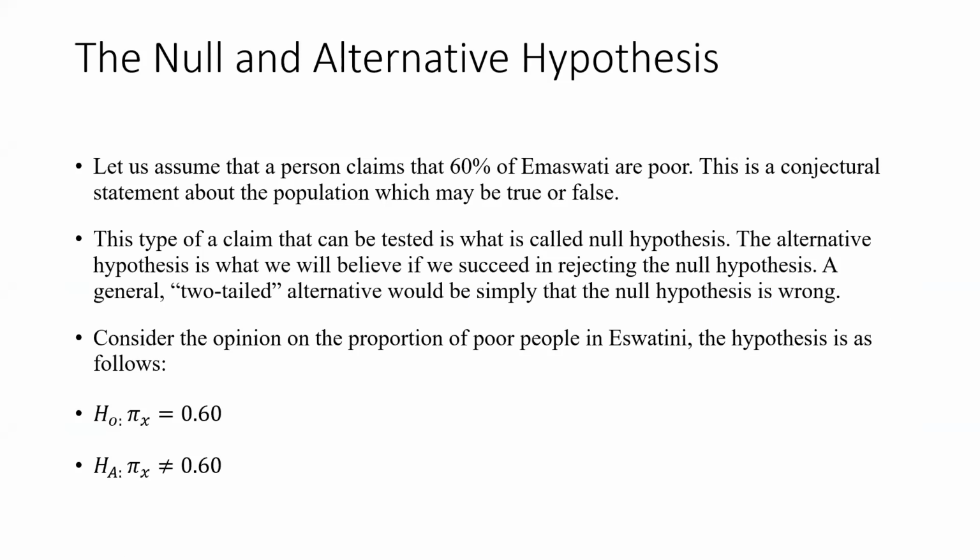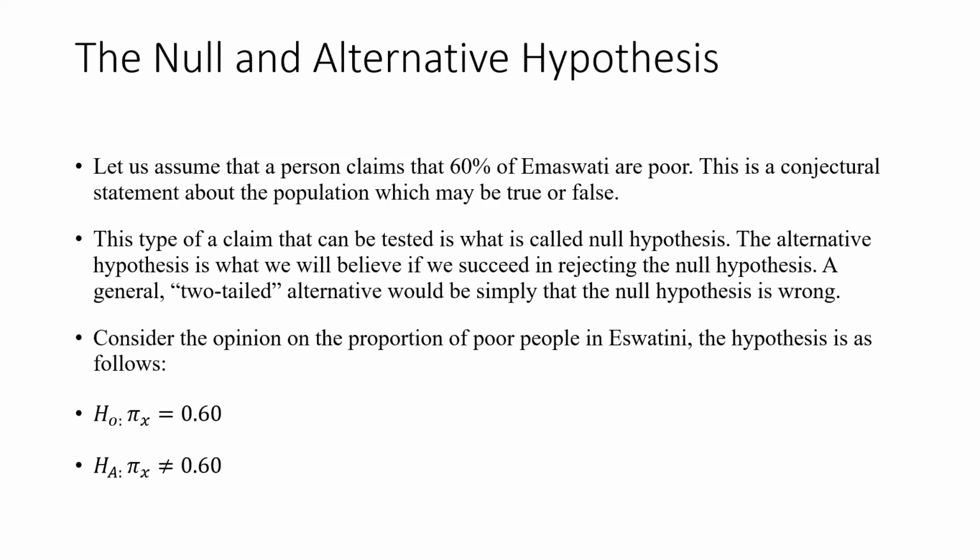So let us assume that a person claimed that 60% of Emaswati are poor. Now, this is a conjectural statement about the population. It may be true and it may be false. So this type of claim can be tested, and because it can be tested, it is called the null hypothesis. So a hypothesis generally is a conjectural statement. The alternative hypothesis is what we believe if we succeed in rejecting the null hypothesis.